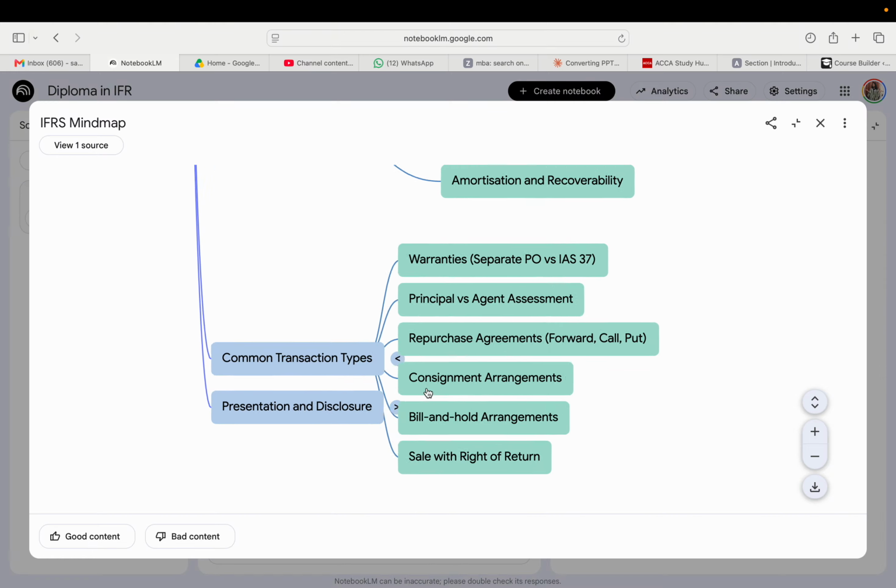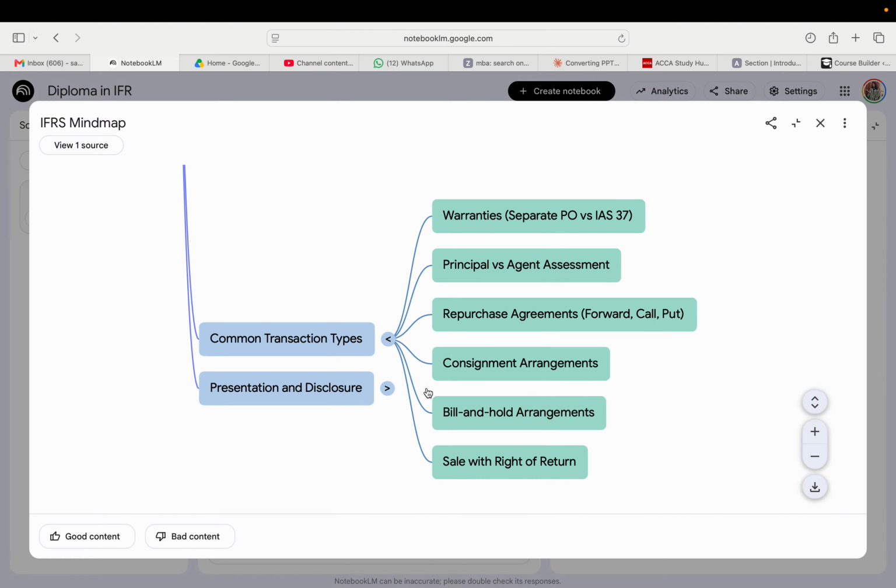Then these are the common transaction types. You can be asked any of these, so you have to know the treatment for each of them. One is warranty, a very common question. Warranties could be one of two: either a separate performance obligation, PO, or under provision, which comes under IAS 37. To know whether it is a separate PO or IAS 37, you have to watch my lecture 3.